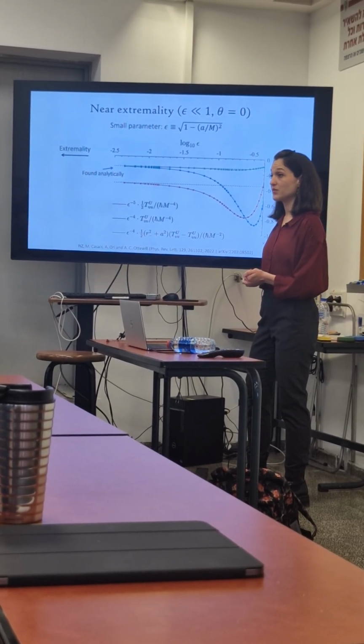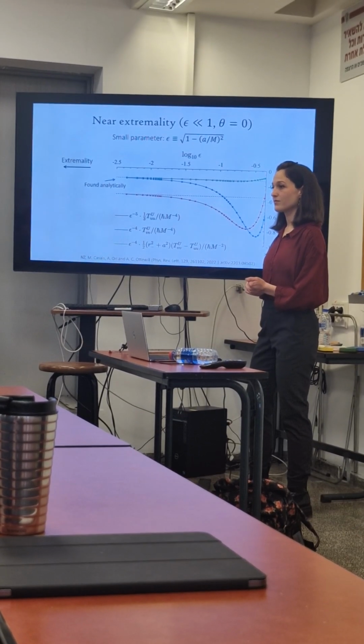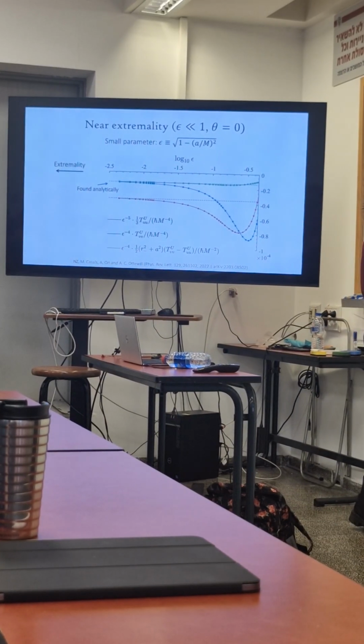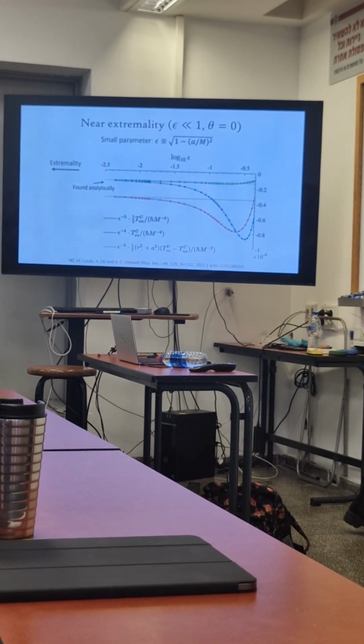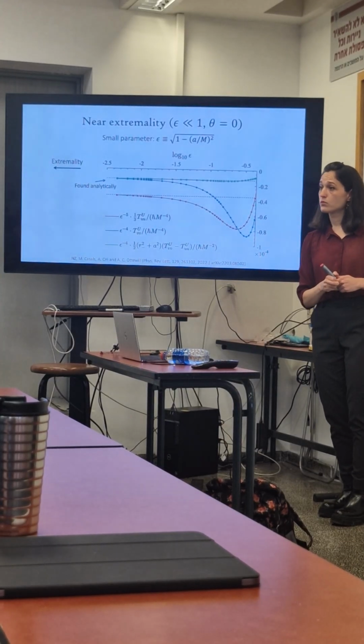So extremality is not a parameter in the theory, it's dynamically variable? Extremality just means that a over M goes to 1. Yes, but is this a parameter of the model, or is it a dynamical variable?